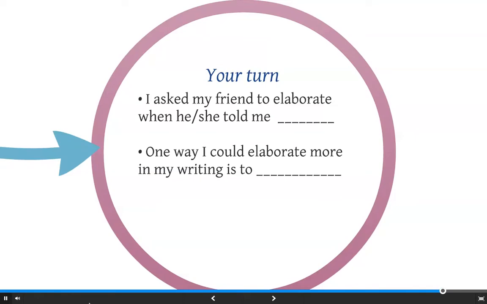Get out that pen and paper. It's your turn to respond. For the first sentence, write the following: I asked my friend to elaborate when he or she told me... What's something a friend might tell you that you'd want them to add more detail to?